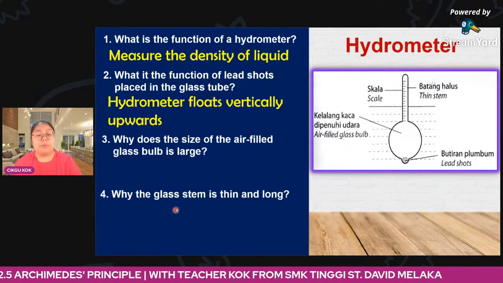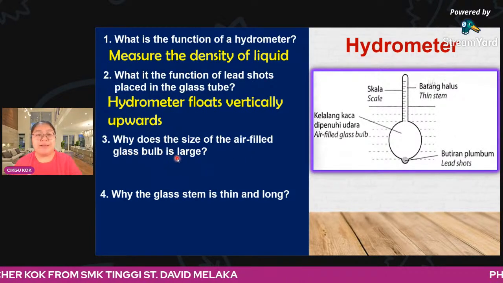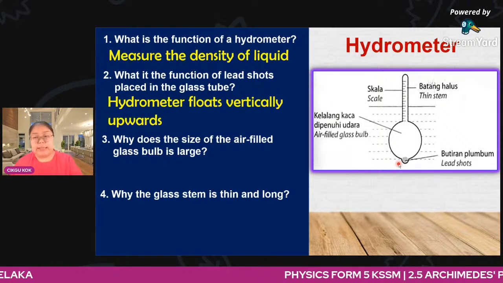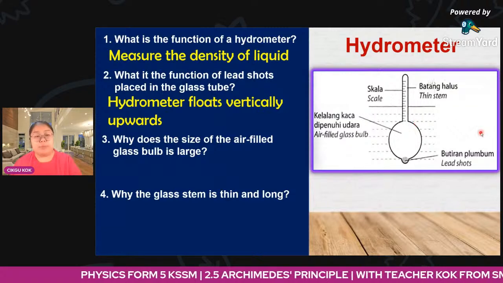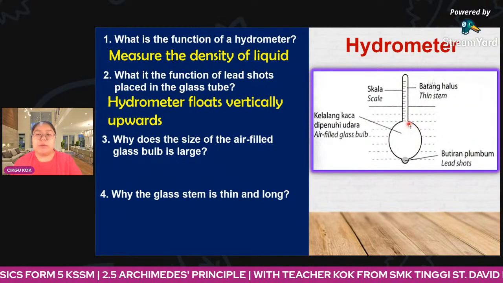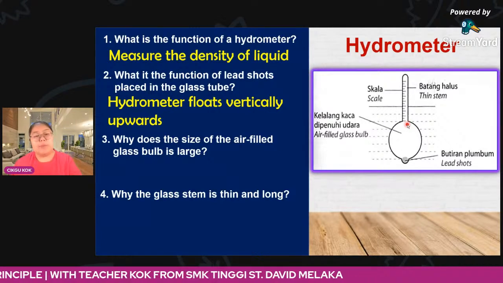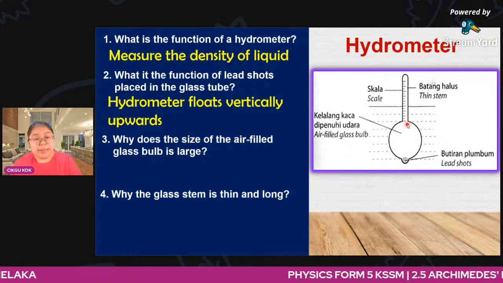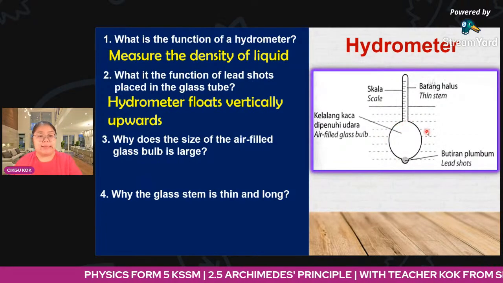Okay, how about number three? Why must the size of the air-filled glass bulb be larger? Now you see the bulb is a big size that is immersed in the liquid. When it is immersed in the liquid, the volume displaced must be higher, is it? So if I make the bulb smaller, your volume displaced becomes less. When the volume displaced becomes less, the buoyant force becomes less. So it cannot support the hydrometer. So in this situation, we need a larger buoyant force. So I need to create a bigger bulb.